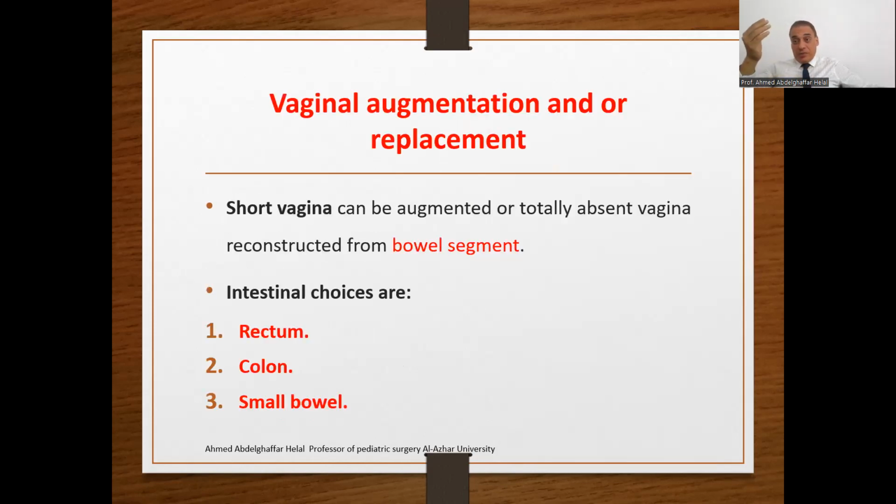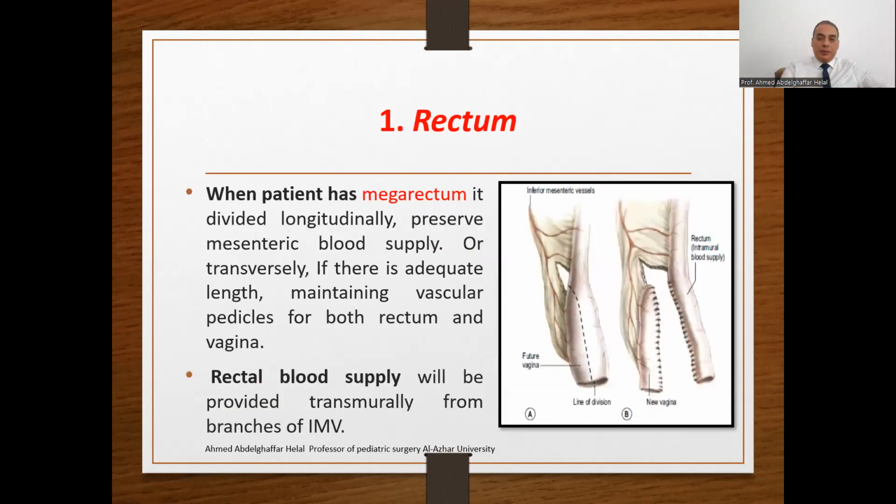On the other side, if the pediatric surgeon finds a short vagina or totally absent vagina, this may be reconstructed or replaced from a bowel segment. We may have an intestinal choice to use part of the rectum, part of the colon, or part of the small bowel to replace the missing vagina. The rectum, when the patient especially has a megarectum, is divided longitudinally, preserving the blood supply to both segments, and this segment will form the new vagina, and this will form the rectum, the usual rectum.